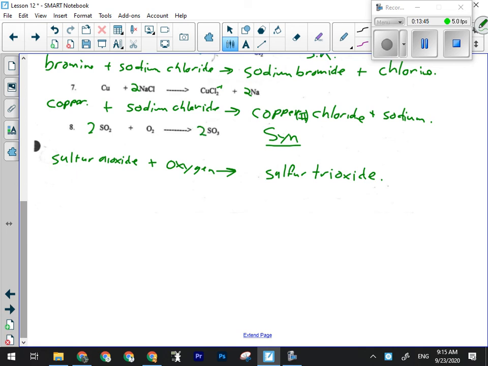Okay, and it'll still be balanced. I've got 2 sulfurs, 2 sulfurs. 6 oxygens. 2 times 2 is 4, plus 2 is 6 oxygens. It still works. Okay. All right.